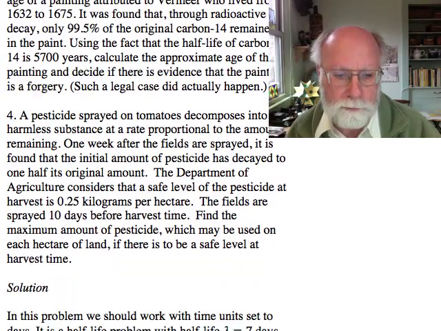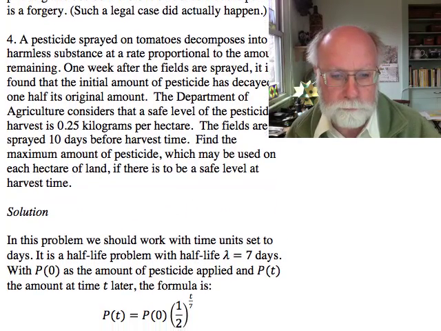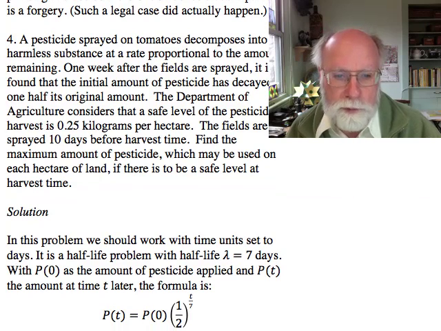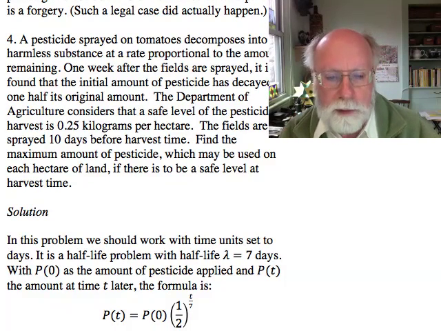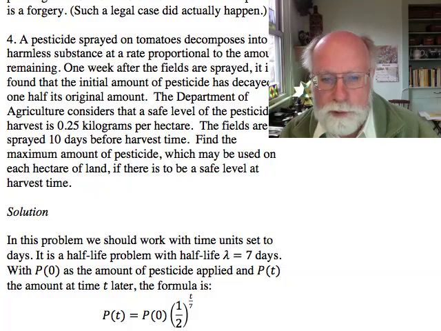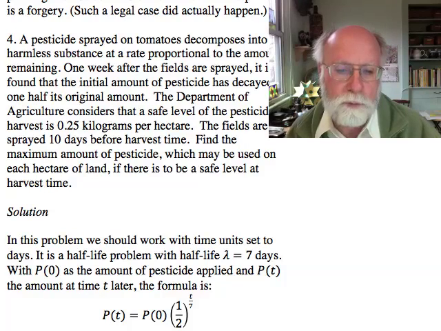Okay, solution. In this problem, we should work with time set in days and then reconcile all of the times to days. The half-life for this problem is lambda equals 7 days. The P0 is the amount that we're trying to find. It's the amount applied. And P of t, the amount at time t later, is then given by a formula. P of t is P of 0, 1/2 raised to the power t over 7. So that's t over the half-life.